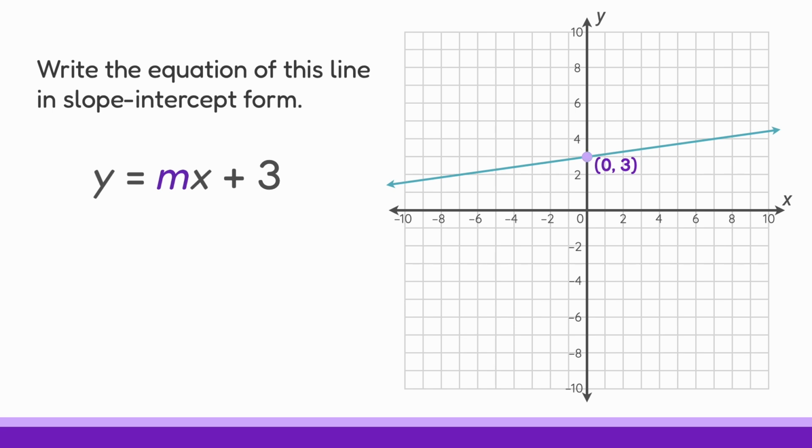We can pick any point on the line, but let's find one with integer coordinates like this point at 7, 4. Starting from the point 0, 3, we need to move 1 unit up and 7 units to the right to get to the point 7, 4. So the change in y is 1 and the change in x is 7. That means the slope m is 1/7. So the equation of this line is y equals 1/7 x plus 3.